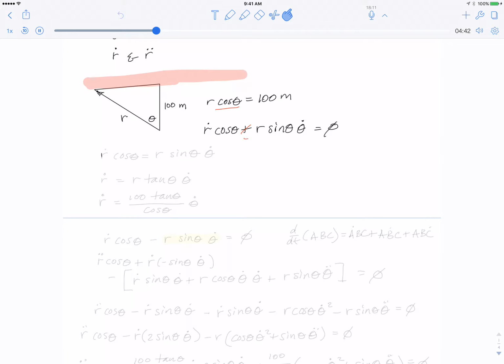Okay, so let's solve that for r dot. So we have r dot cos theta equals r sine theta theta dot. And so we get r dot equals r tangent theta theta dot. We need to get rid of the r, and so r is 100 divided by cosine theta. So it's 100 tangent theta over cosine theta, theta dot. That's r dot.